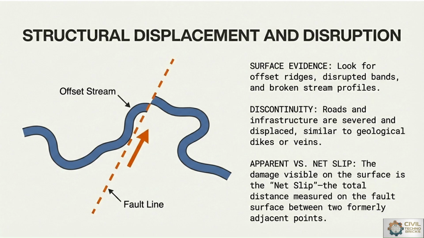So infrastructure discontinuity, which is where linear civil infrastructure elements such as roads, pipelines, and rail tracks are disturbed or displaced with reference to that geohazard. The net slip determinations, where engineers must calculate the true net slip, the total vector distance measured across the subterranean fault, between two formerly adjacent geological points monitored.